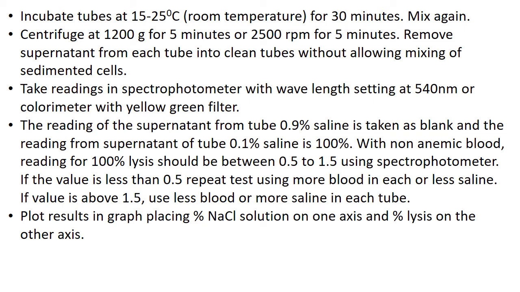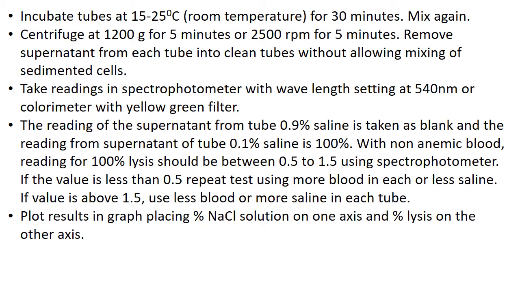Remove the supernatant from each of the tubes into clean tubes without allowing mixing of the sediment to take place. Take the reading in a spectrophotometer with wavelength setting at 540 nanometer or a colorimeter with yellow-green filter. The reading of the supernatant from the tube with 0.9% saline is taken as blank. That is, the first tube is taken as blank, and the reading from the supernatant of the tube with 0.1% saline is taken as the 100%. That is, the last tube is taken as 100%.